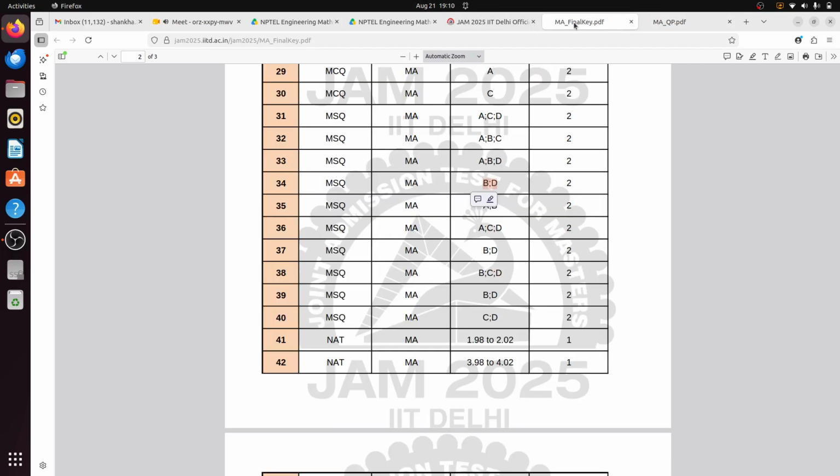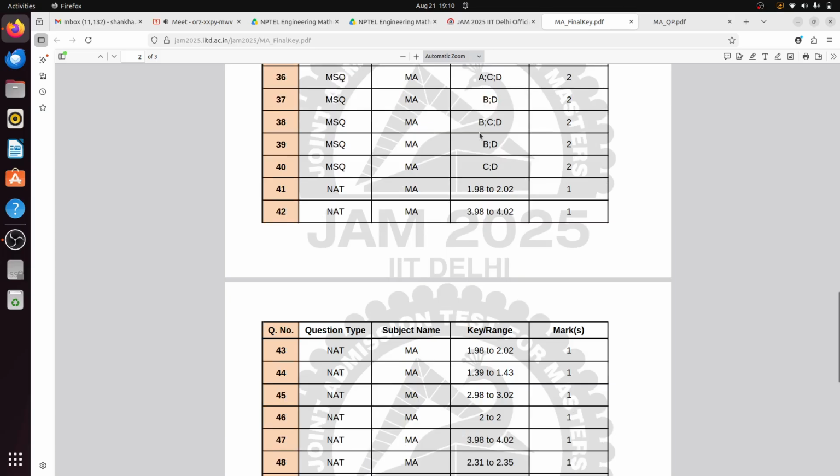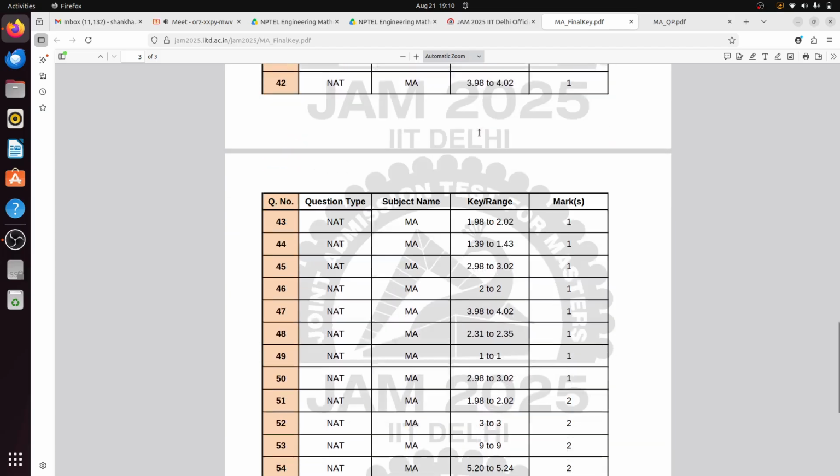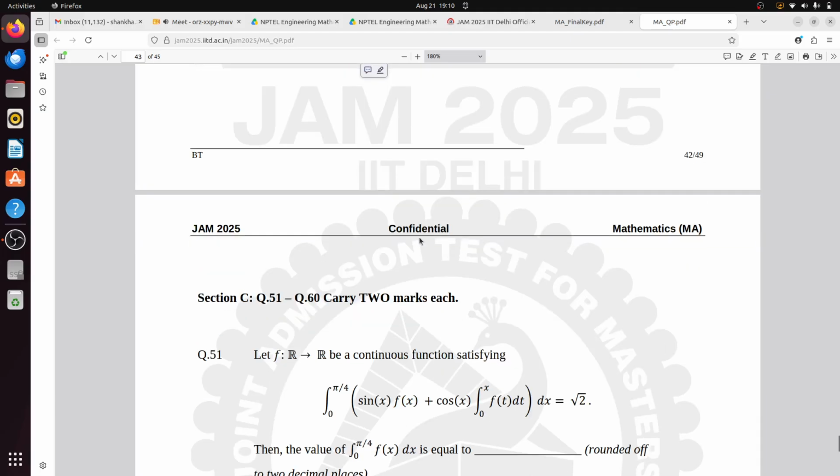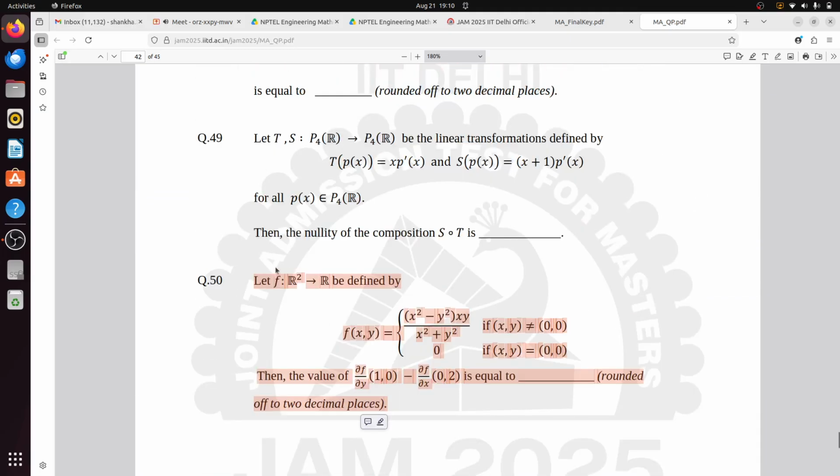Let's see. 50. Yes, 50 is 3. 2.98 to 3.02, that means 3. They actually give it like this for numerical questions, some range. Okay, so these are easy questions. Did you try it?